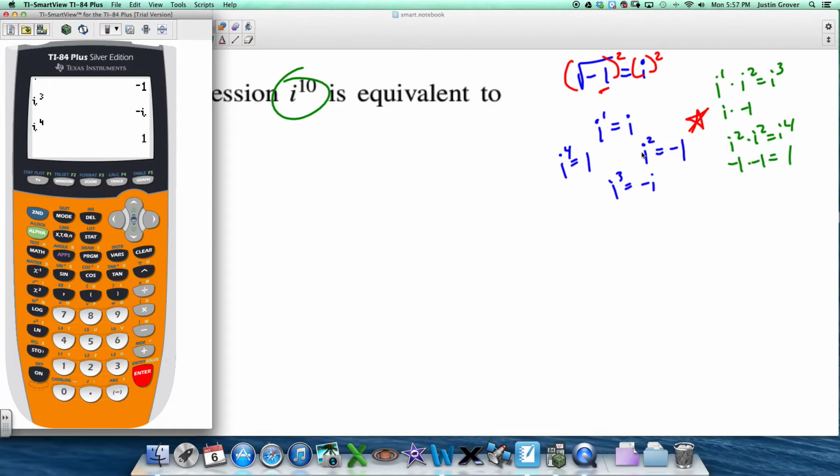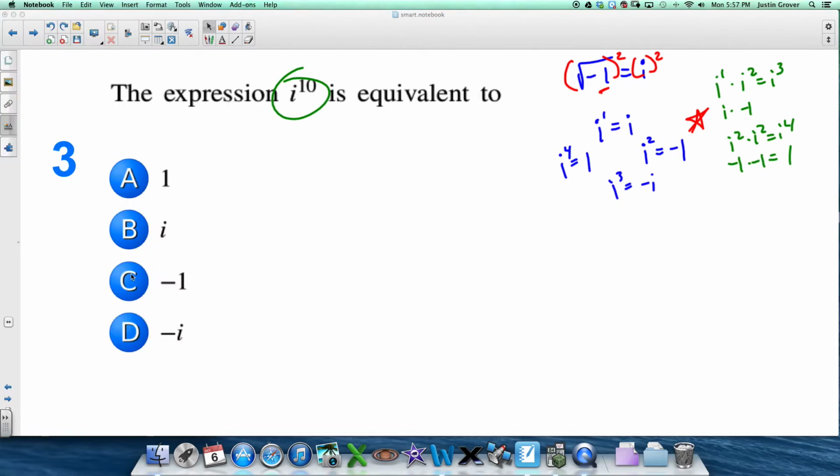So it's good to know where this stuff comes from, but your calculator will do all this work for you. So let's try i to the 10th. Let's see if our calculator can do that. And luckily, it can. It tells us it's negative 1. And so the answer is negative 1.